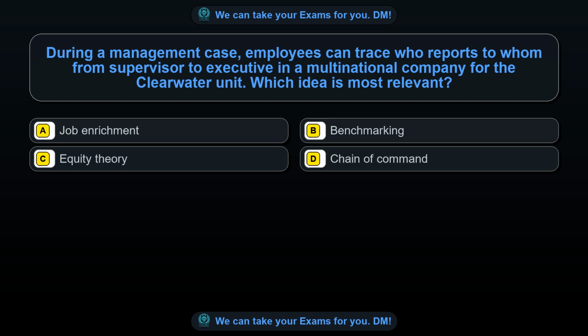Question 26. During a management case, employees can trace who reports to whom from supervisor to executive in a multinational company for the Clearwater unit.